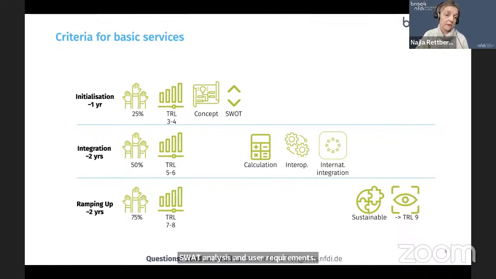This takes 2 years. This is 50% buy-in, and this is really setting up the budget lines as well, but the costs and also how it's going to be interoperable with other standards and international standards, and paving the way for its usage at the consortia, as I said. And then ramping up, we haven't got there yet. That's 75%. That's in a couple of years' time, we'll get there. 75% of the consortia will buy into it, and that will get to TRL 7 or 8, and then issues such as sustainability of the service will be critical at this point.